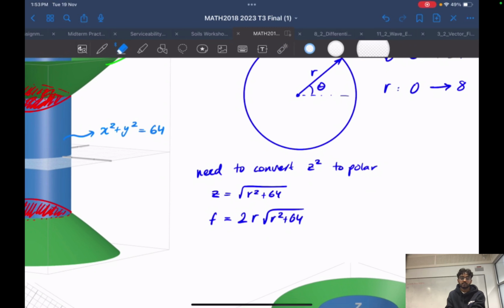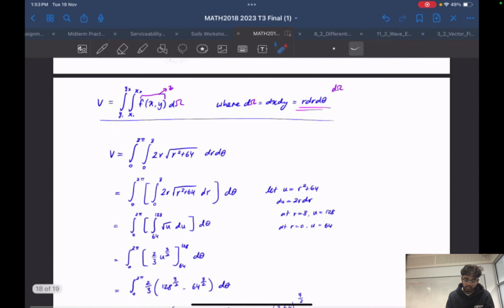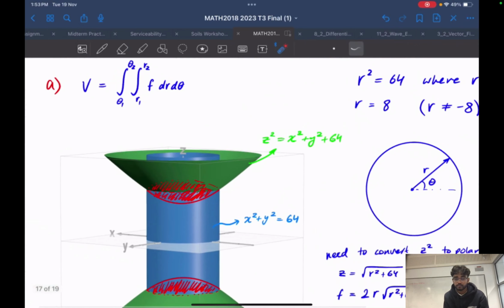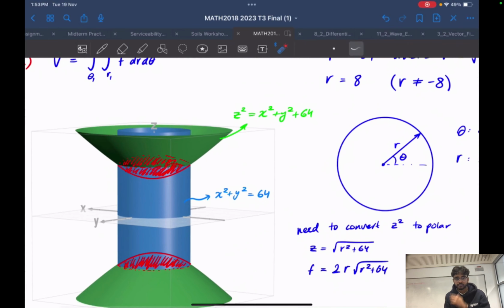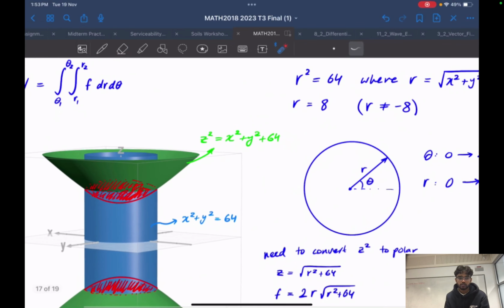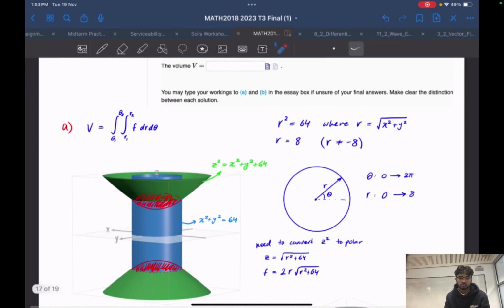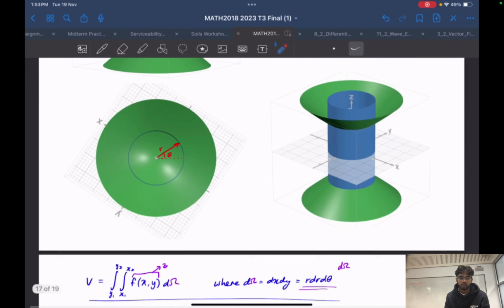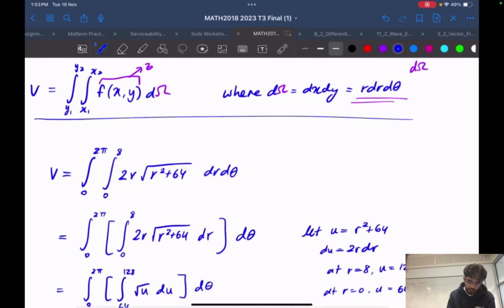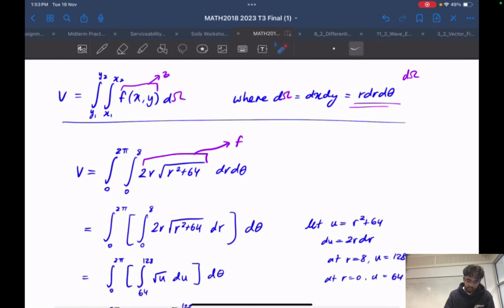So that's why we have the 2 there, and the r, as I've said before, we need to find this r dr d theta, or else we can't really integrate it. It's not really correct. Okay, hopefully that makes sense. So over here, I've kind of done the integral for you guys. So this is our f, and this is just solving the integral.